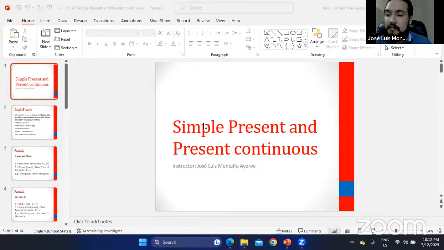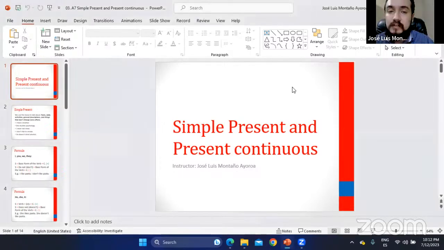All right, I'm going to start class now. We have to cover the first lessons, so I'm going to give the explanation for them so that we can start working with these elements. All right? So, the simple present and the present continuous.